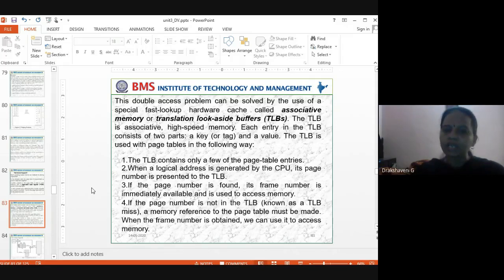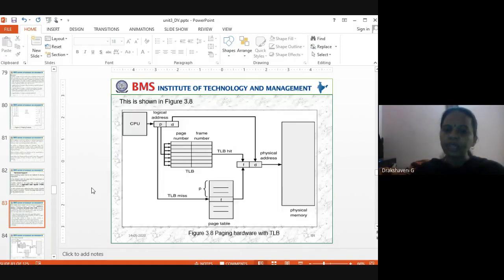When a logical address is generated by the CPU, its page number is presented to the TLB. If the page number is found, its frame number is immediately available and used to access memory. If the page number is not in the TLB, a memory reference to the page table must be made. When the frame number is obtained, we can access memory.